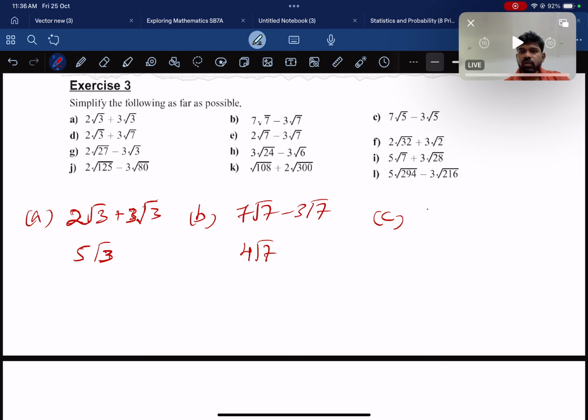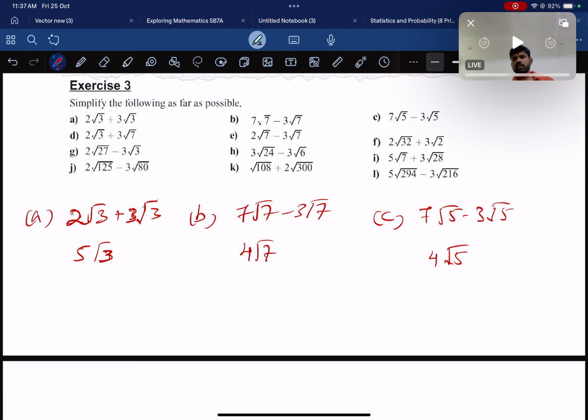If we go on with the next question, 7 root of 5 minus 3 root of 5, you can see that root of 5 is common here for both the surds. So we can directly subtract the number with the number. So 7 minus, isn't that the same question that we did? Yeah, okay, 7 minus 3 is 4, and 4 root of 5 will be our answer.